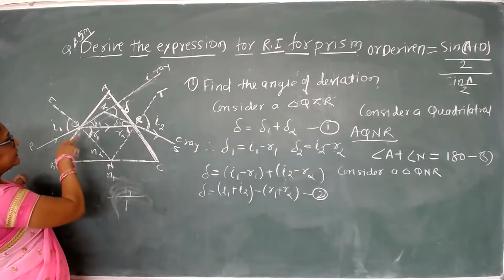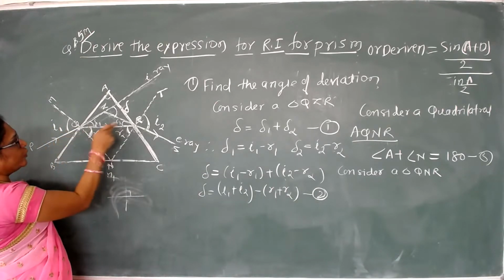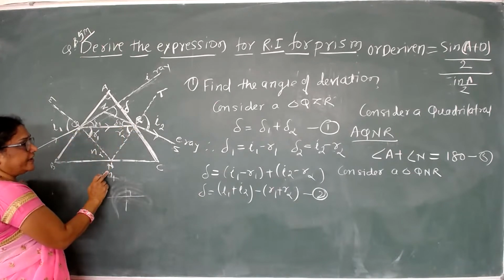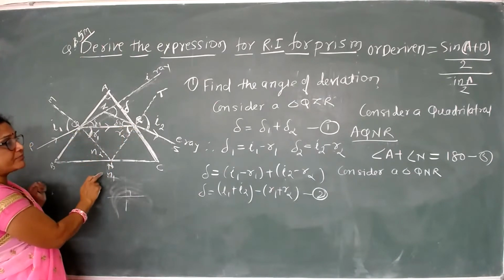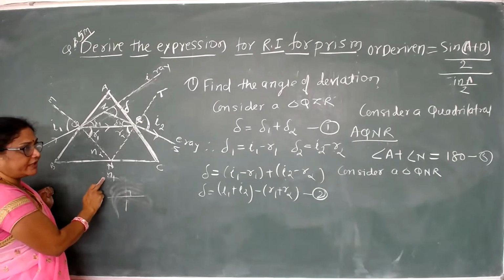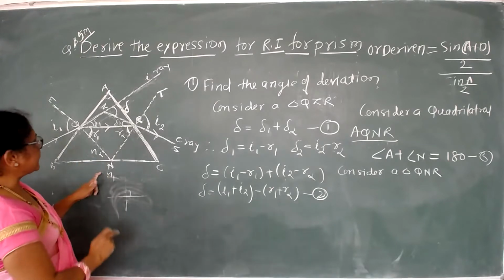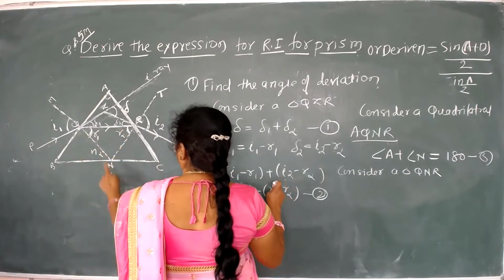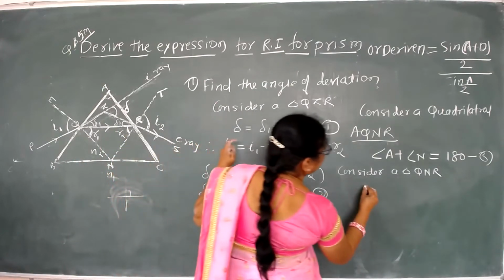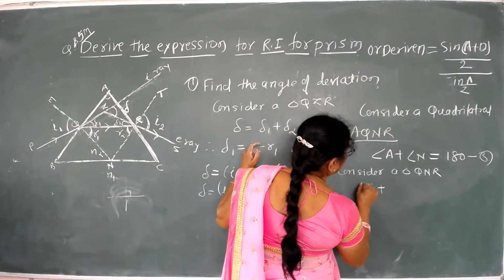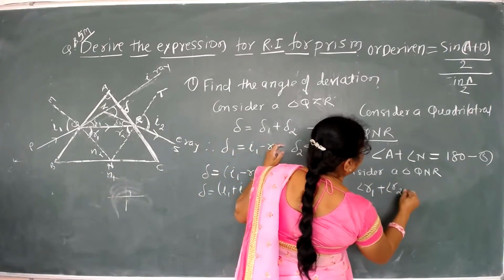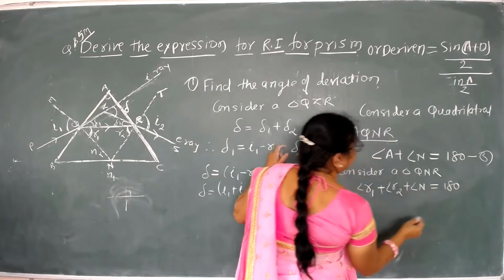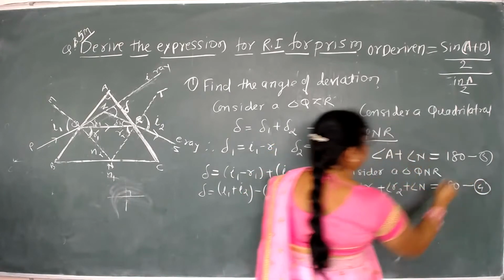So consider the other triangle, that is QRN. In the triangle, there are three angles, and we know that the sum of the three angles is equal to 180 degrees. See how many angles there are: the first is R1, the second is R2, and the third is angle L. So R1 plus R2 plus angle L is equal to 180 degrees. This is equation number 4.